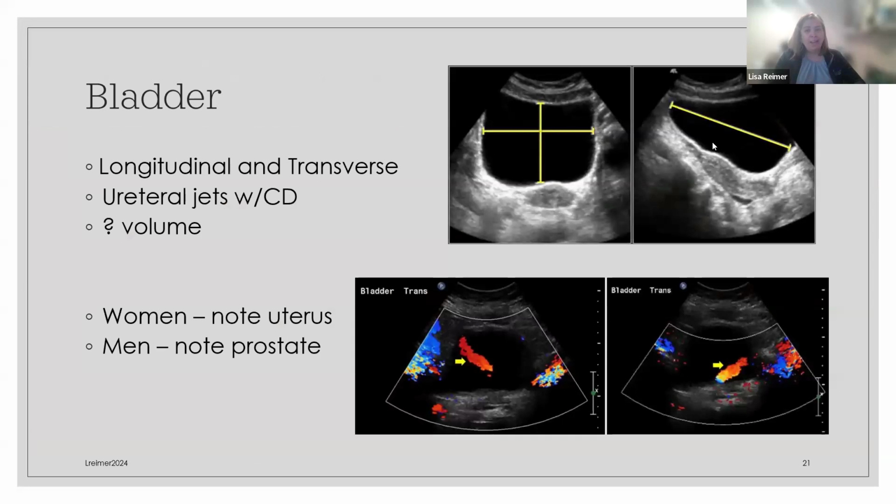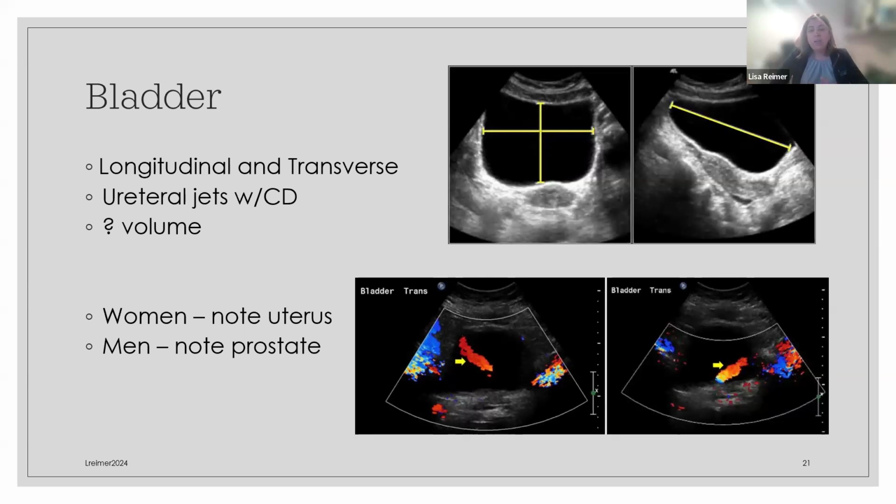I'm doing one slide about the bladder. I didn't want to leave out the bladder because it is part of the function. So if we have a kidney that is obstructed or a kidney that's not functioning, that will impact what we see in the bladder. So it's all one system. So if you're doing a bilateral renal exam because you're worried about function, it would be prudent to go down to the bladder and just take a look.